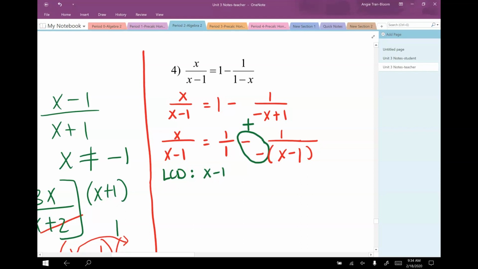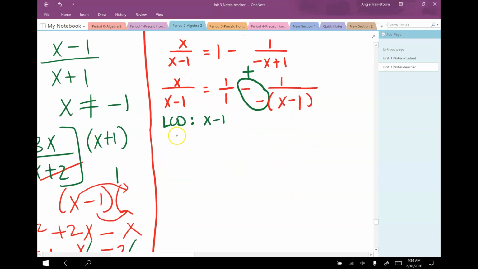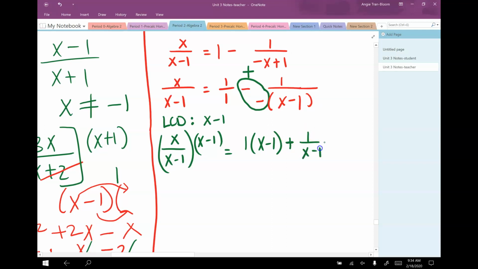What do you do with the LCD? You're right, multiply it to each and every term and slowly write it out so we don't make silly mistakes. Equals 1 times LCD, which is x minus 1. Now, do we write minus or plus? Plus, it is now an addition question. 1 over x minus 1 times the LCD of x minus 1. Anything canceling?